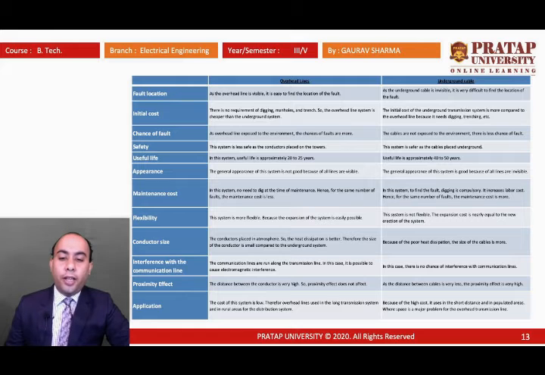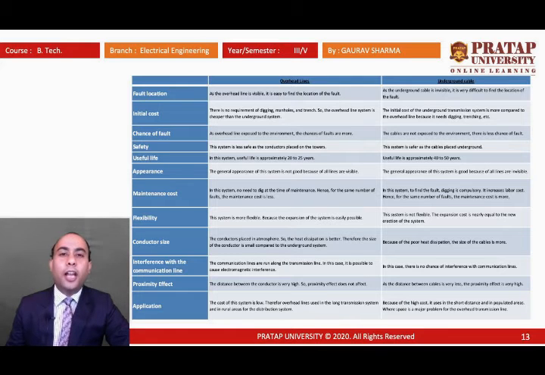In overhead lines, the distance between the conductors is very high, so proximity effect does not affect. In case of underground cable, the distance between cables is less, so proximity effect is very high.